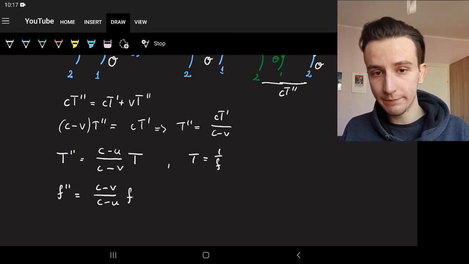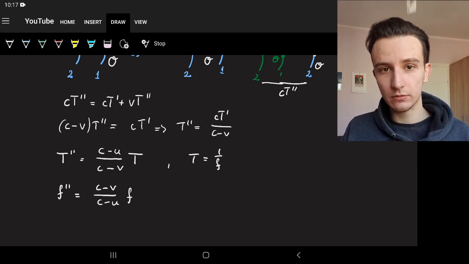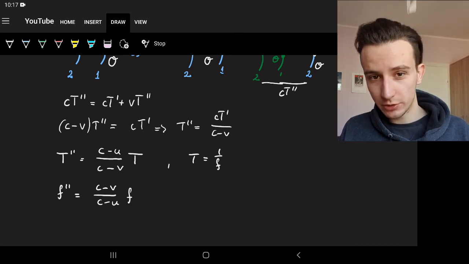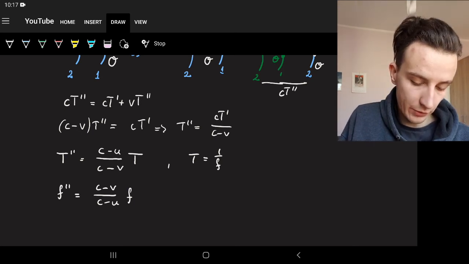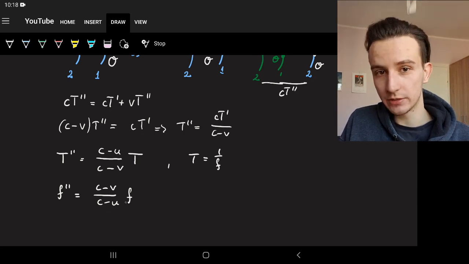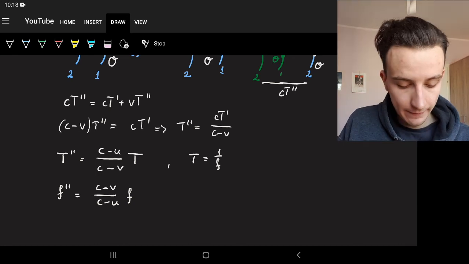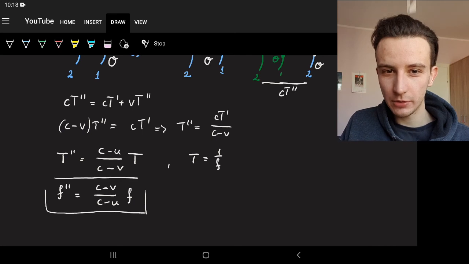So you move away from a wave source, frequency is gonna fall down. You have the wave source moving closer to you. What do we have? Then u goes up, this goes down, so the whole thing goes up, frequency increases. Makes sense, right? Wave is coming closer to you, you get more ticks of it. This is the final formula for a one-dimensional Doppler effect.